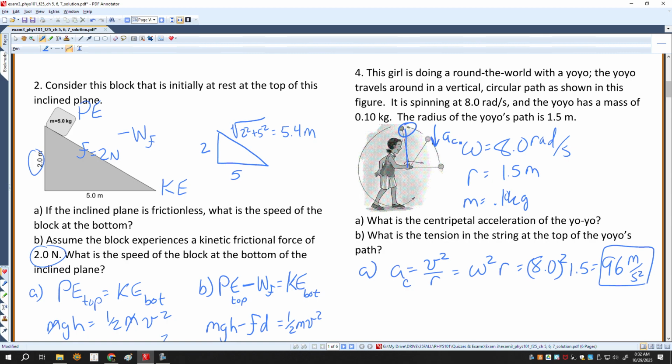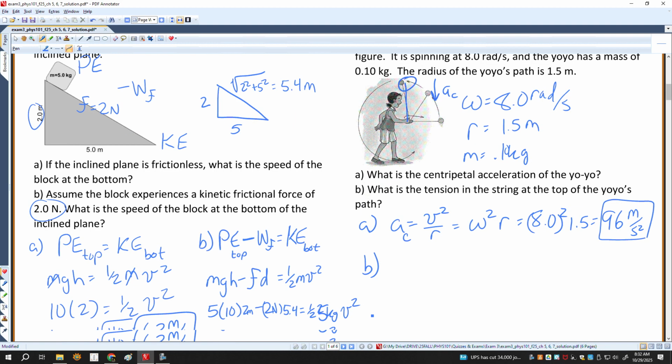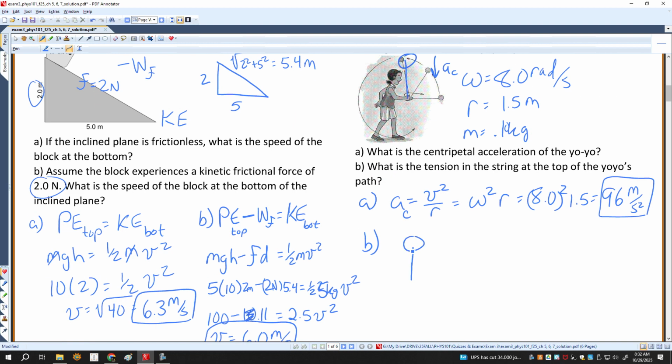And notice at the top of the trajectory that centripetal acceleration, AC, is towards the center of the circle. Now, the second part, I want to know the tension in the string. At the top, when the string is like this, I have two forces acting down: the tension, and the weight. There's the string right there. I know that the sum of the forces in the y direction is equal to m times the centripetal acceleration, which I just found as 96 meters per second squared. So I say that negative Ft minus Fw is equal to m times AC, and I'm trying to find Ft.